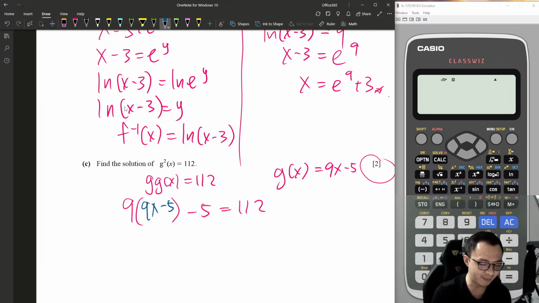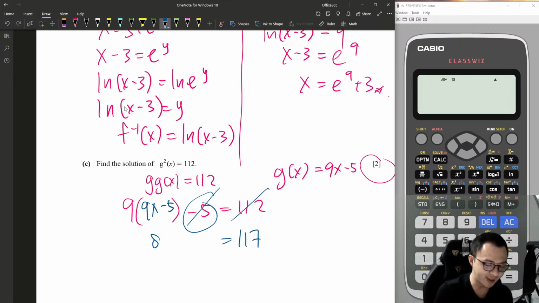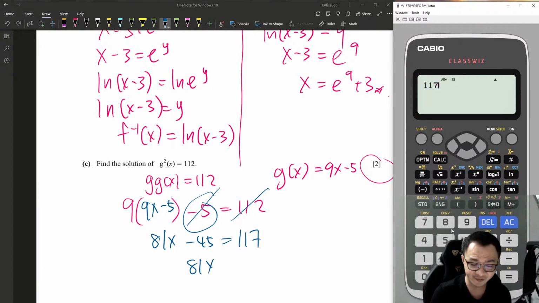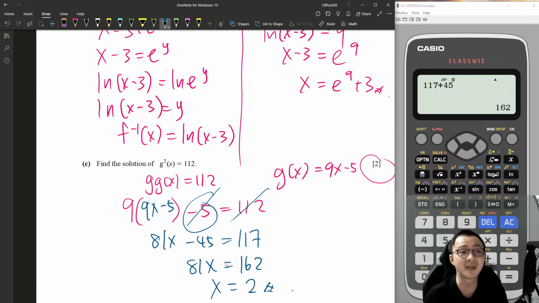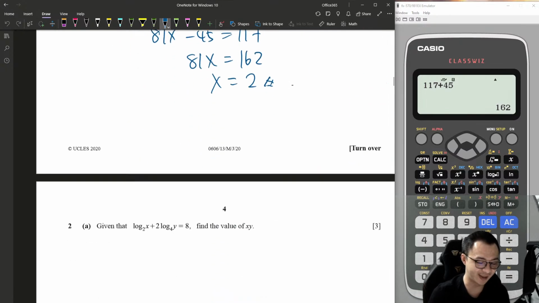So I will solve this one. Minus 5, I will move to the other side, become plus 5, 117. Then here is 81x minus 45. So 81x equals 117 plus the 45 here, 162. Then x equals 2. Done. Finding the solution basically means they want to find the x value. So you just solve like this, you easily get another 2 marks.